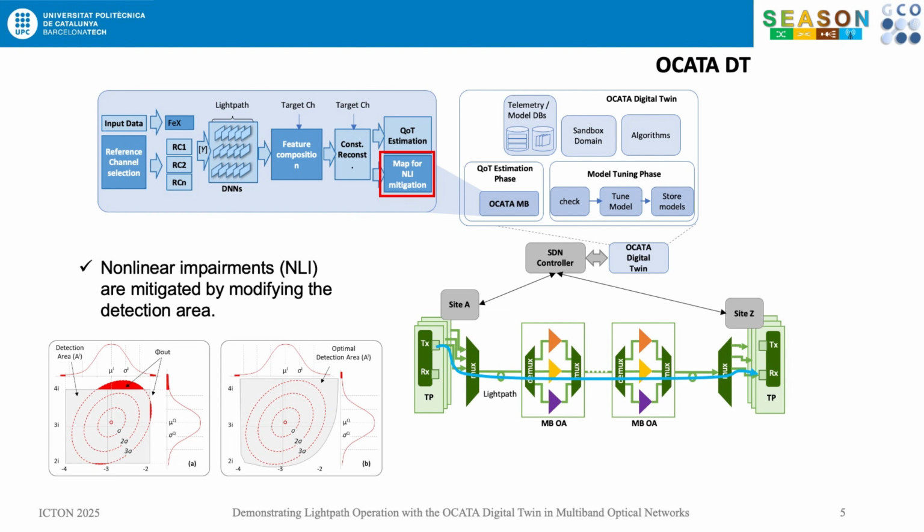The NLI mitigation block optimizes the detection area for each constellation point with the aim of reducing the pre-FEC BER and mitigating the NLI effect on the light path caused by its propagation through the fiber alongside other channels. In this figure, you can see the optimized detection area for a constellation point, where the red shaded area represents the probability of being outside of the detection area for a constellation point. After applying NLI mitigation, this area is greatly reduced.